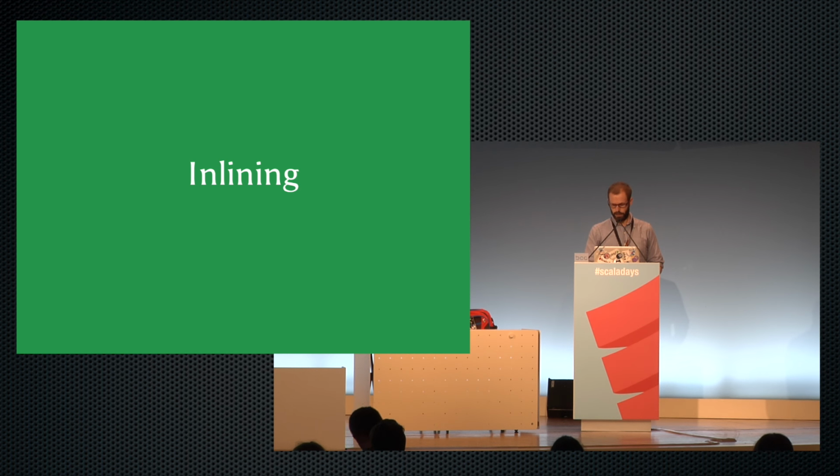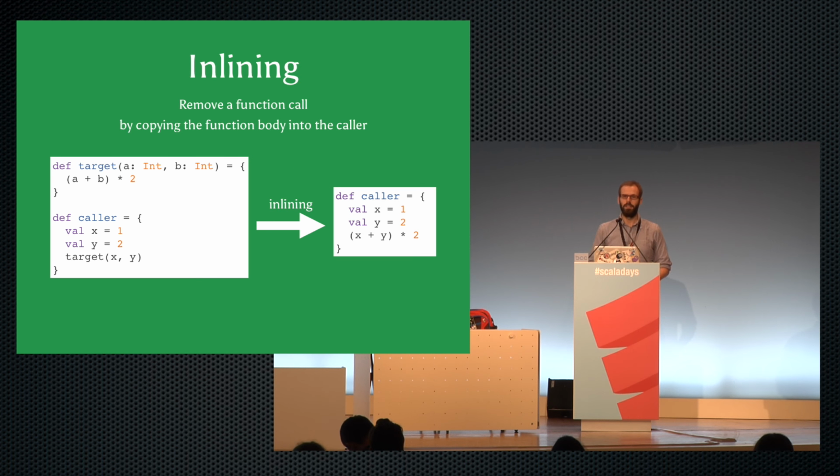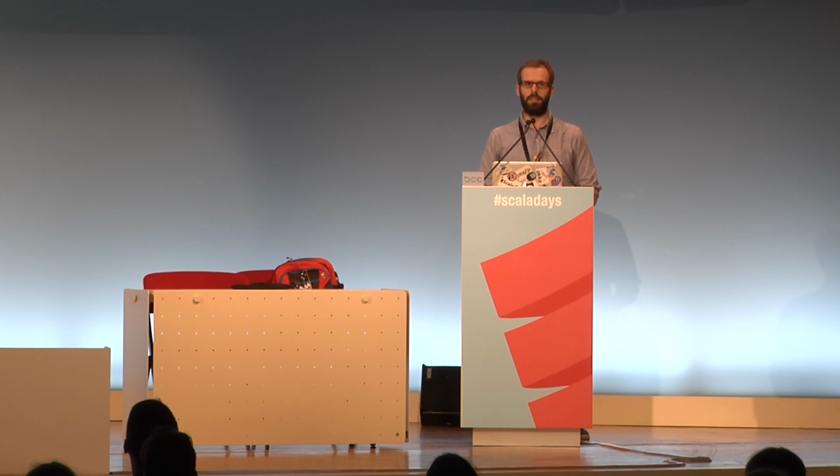So first of all, inlining, what is it? Inlining is a compiler optimization. Basically, it is removing a function call from your code. And it does that by copying the function body of the target function into the function that's calling that function. So it's copying the body of the function into the caller.